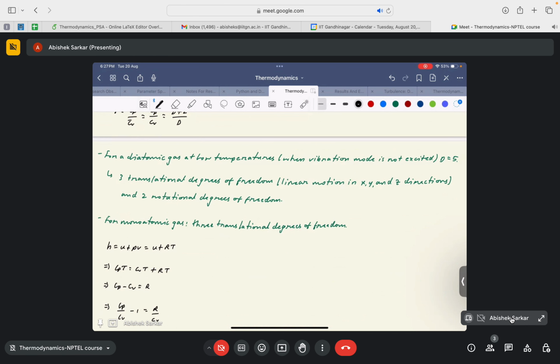You can write in the chat box what is one relation between Cp and Cv we already know. Yes, exactly, thank you. So we already know that Cp by Cv is equal to gamma. This is one relation we already know. So we will make use of that while finding the relationship between Cp and Cv.